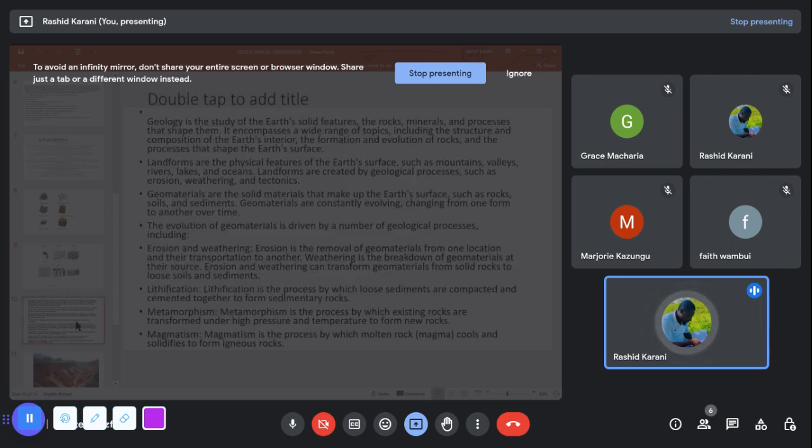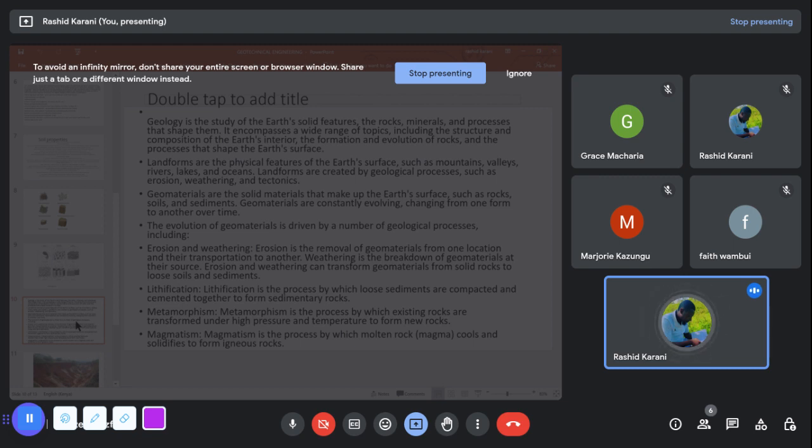So next we are going to the definitions of our second unit, where we shall only state them, then later on we shall come and go deeper into the unit. So geology, we say, is the study of the earth's solid features, the rocks, minerals, and the processes that shape them. It encompasses a wide range of topics, which include the structure and the composition of the Earth's interior.